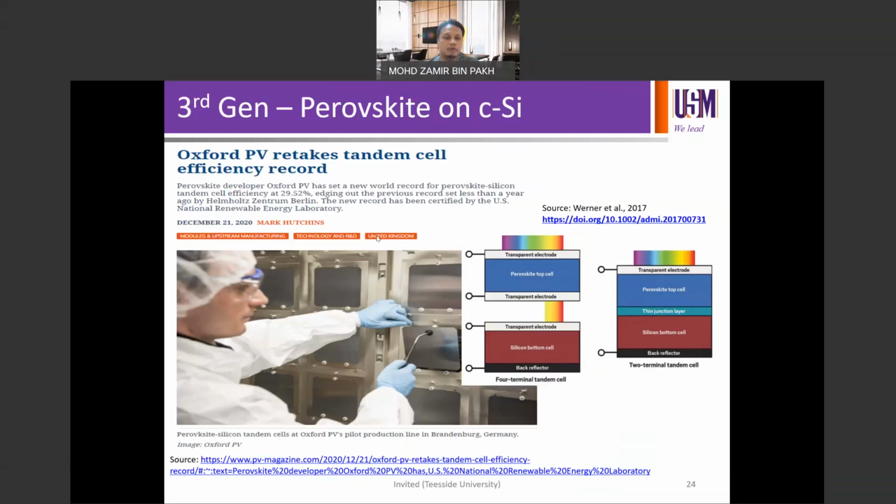Okay, so the latest world record by Oxford PV, a spin-off by Oxford University, now running mass production in Brandenburg, Germany. So they just reached the conversion efficiency of 29.5% for tandem perovskite on silicon solar cells. This is back in December 2020, so still new.